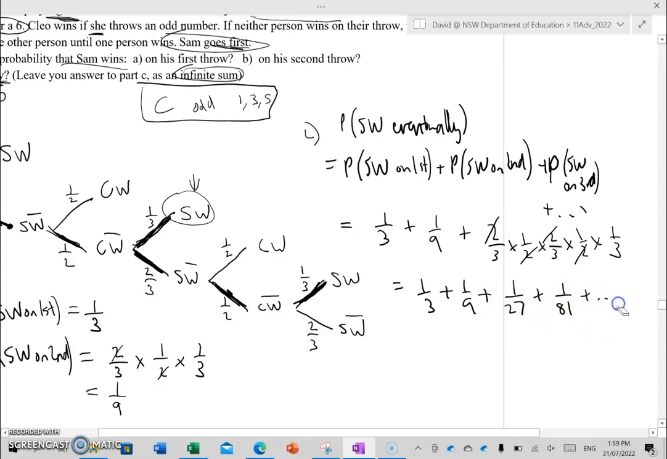So that's how you would answer. As an infinite sum, you would add and you'd just put dot dot dot at the end there. 3 terms and then plus dot dot dot is enough to show the infinite sum.